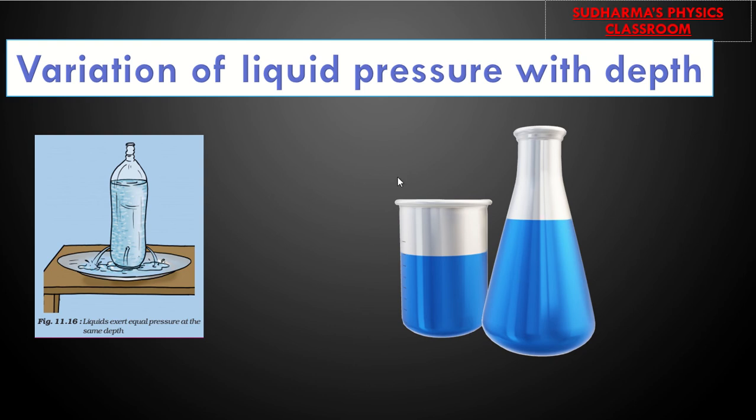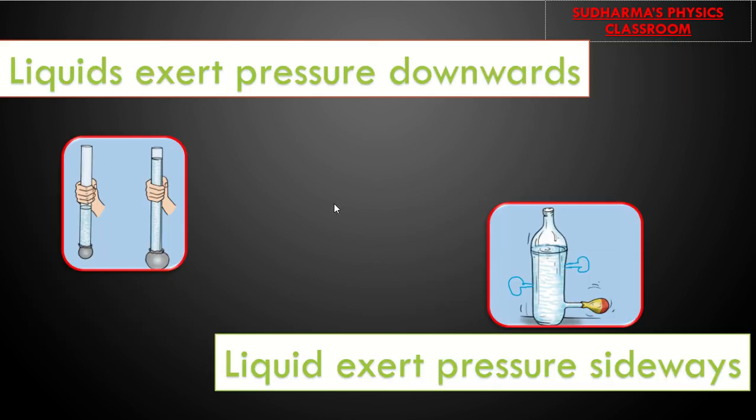Okay, now we're going to understand the variation of liquid pressure with depth. In this previous experiment, I told you we can put a straw and the balloon at different heights and try. And if you do that, you will clearly observe the size of the balloon is more at the bottom of the container, and comparatively lesser at this height.